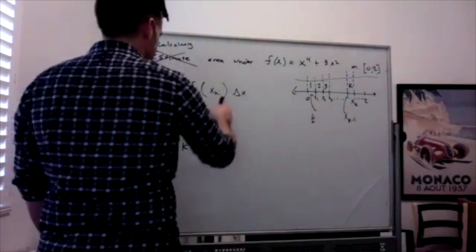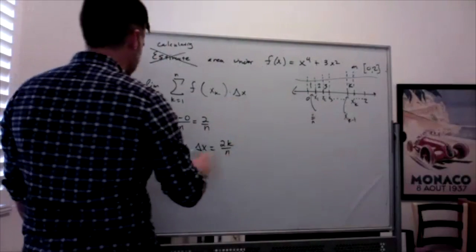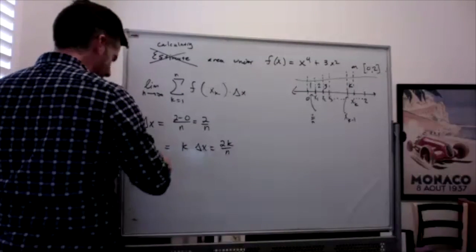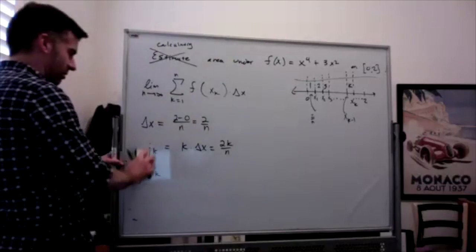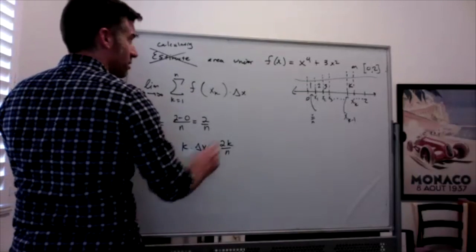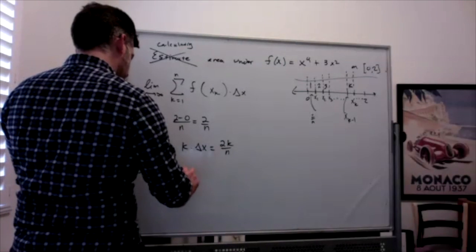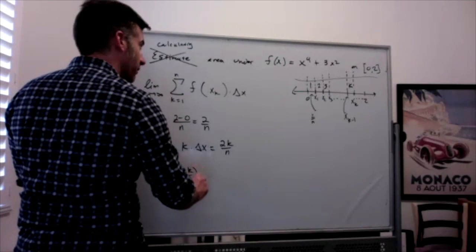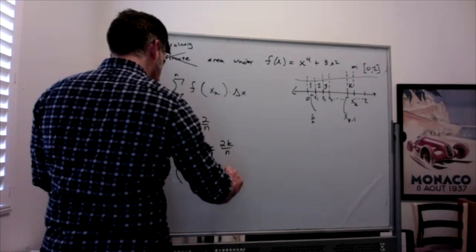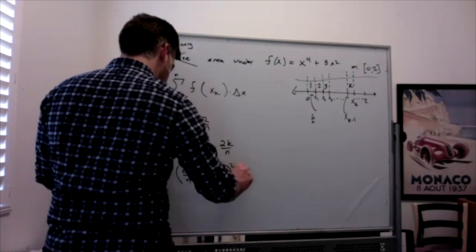And then we also could write f of x sub k. I wrote k sub k, that should be x sub k. Sorry about that. It is going to be 2k over n to the 4th plus 3 times 2k. Super.